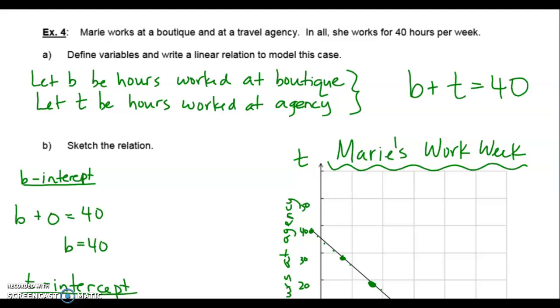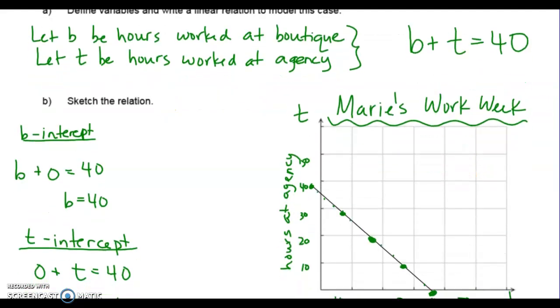So I'm going to let B represent the hours that Marie works at the boutique, and I'm going to let T represent the hours that Marie works at the agency. Now an equation for me: she works in all 40 hours. She works in all, for the entire week, 40 hours. So B, the number of hours at the boutique, plus T, the number of hours at the agency, equals 40. There's my equation. B plus T equals 40.